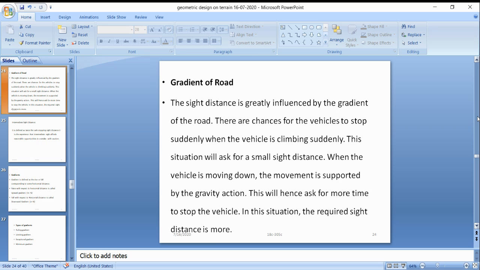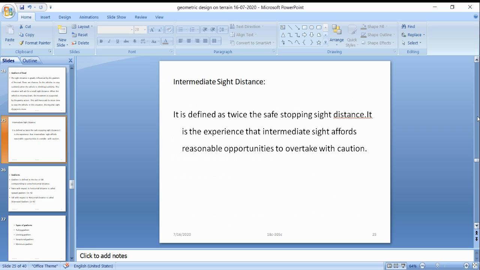Before, we have seen that sight distance should be about 2.5 seconds as reaction time, and it will take time to apply the brake. But here, if we apply the brake also, the sight distance should be more compared to the plain terrain. So that is about the gradient.